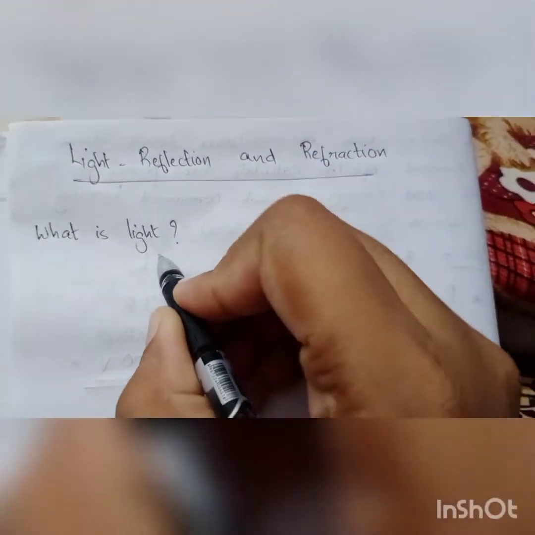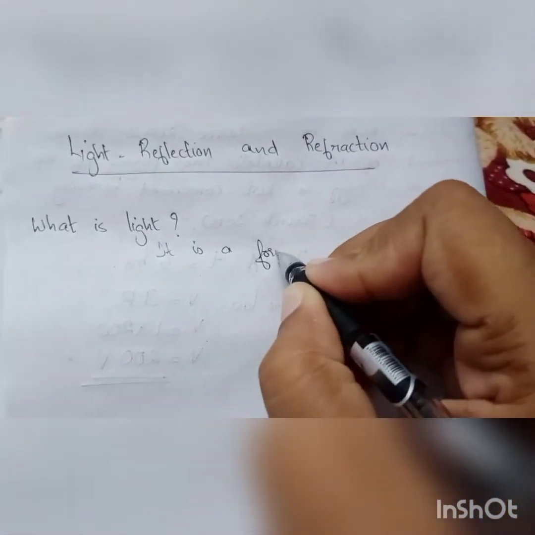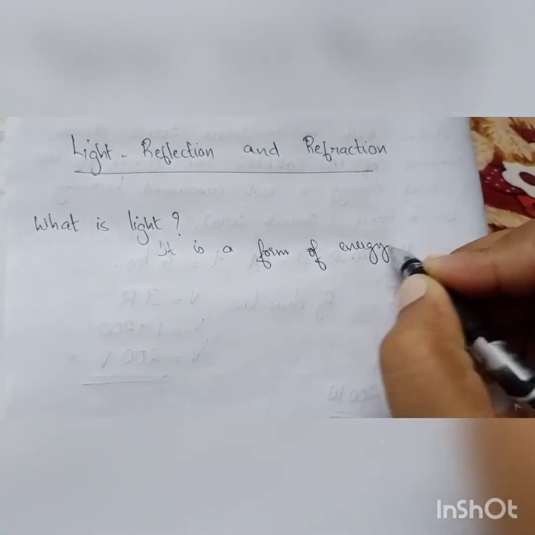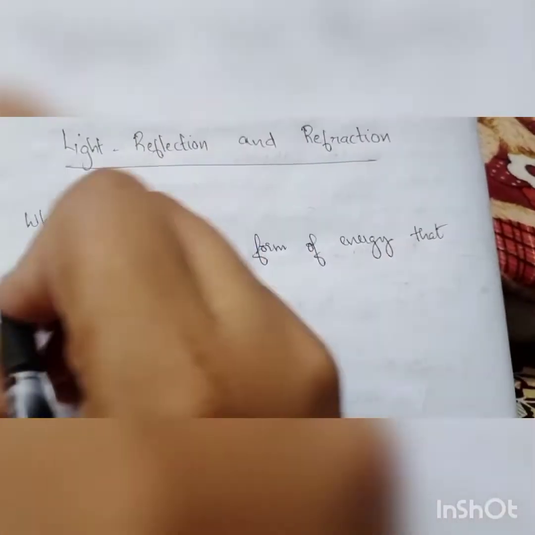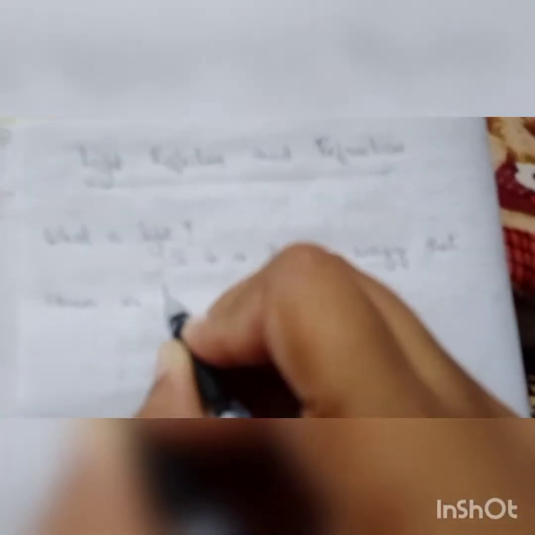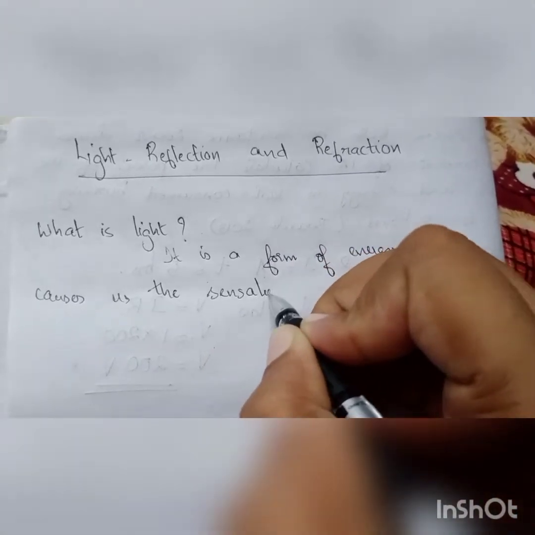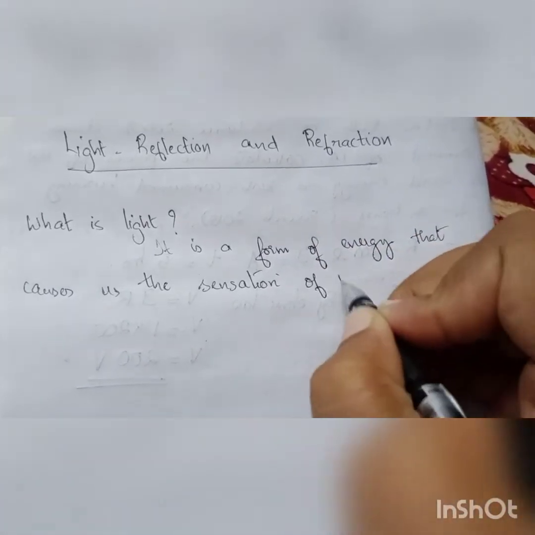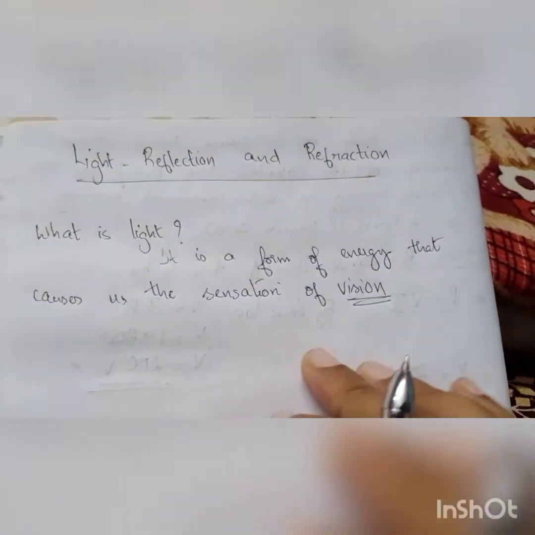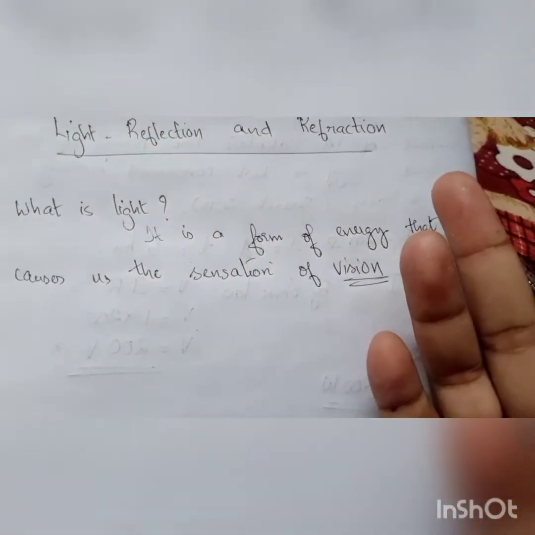So we can say that light is a form of energy that causes us the sensation of vision. That means light is a form of energy which helps us to see things around us. That is a simple definition of light.